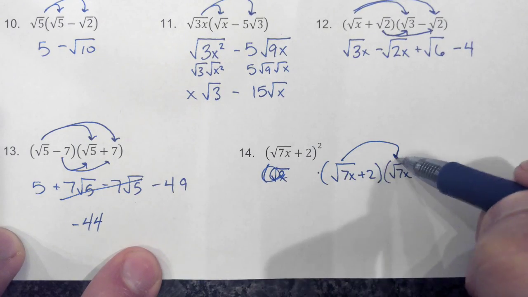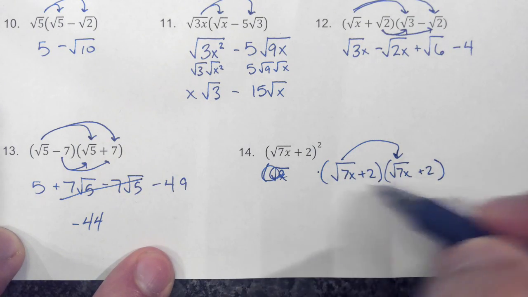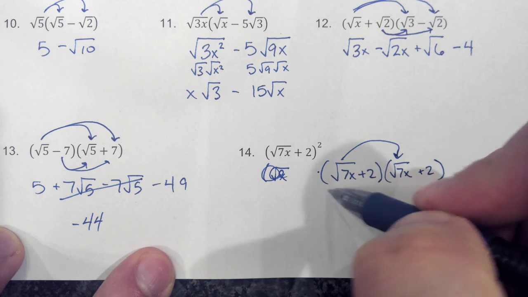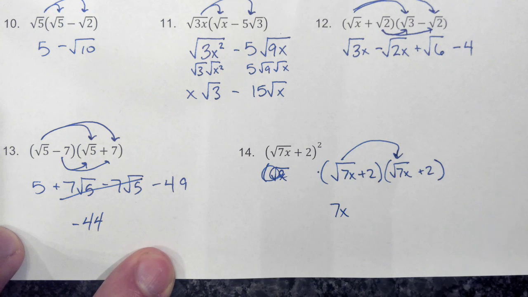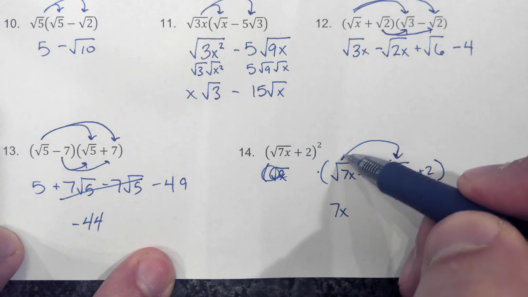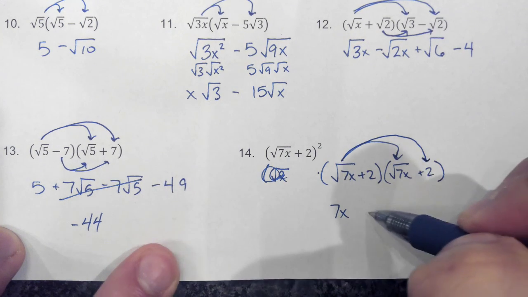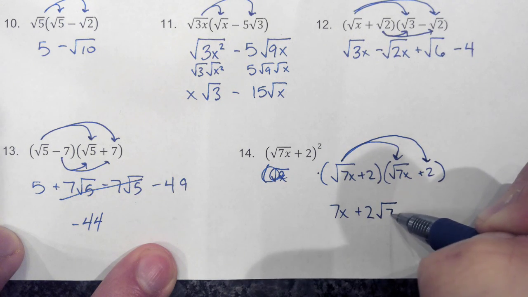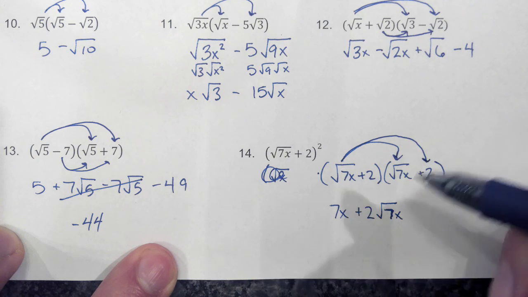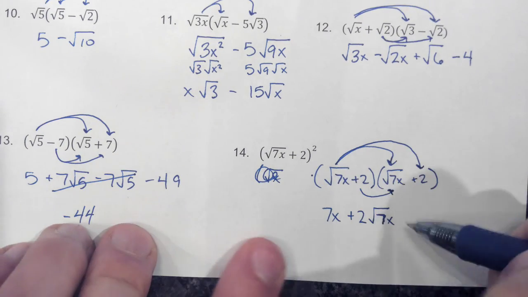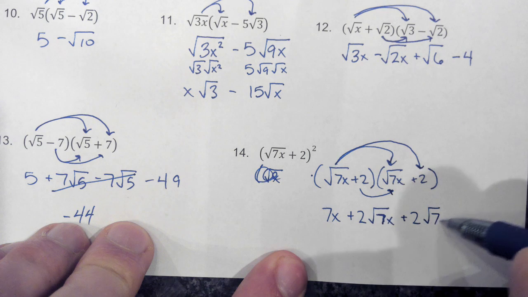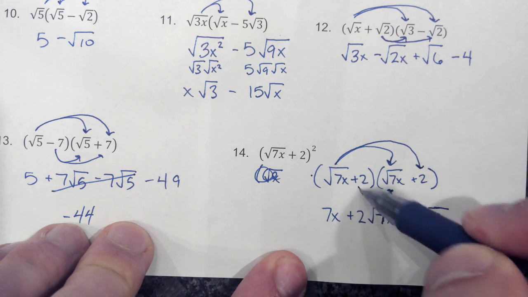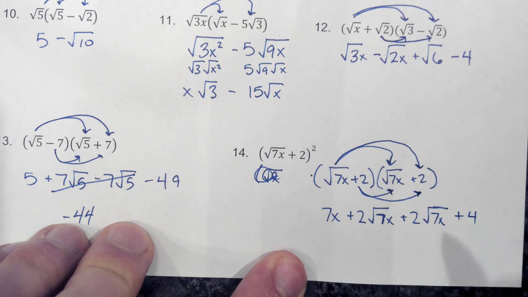What's the square root of 7x times the square root of 7x? Remember, something times itself in the radical is just going to be what's underneath the radical, so 7x. The square root of 7x times 2 is 2 square roots of 7x. 2 times the square root of 7x is, again, 2 square roots of 7x. And then 2 times 2 is 4.